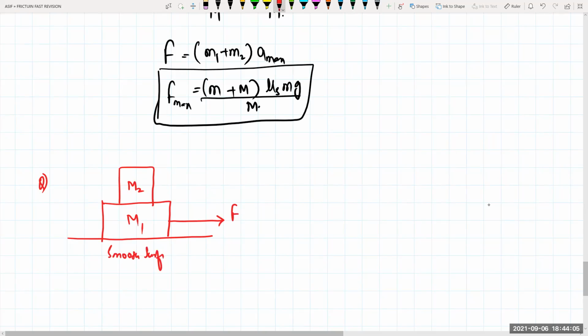This one is your smooth surface on the ground, whichever you are keeping. This is a smooth surface. Coefficient of friction between them is mu. Again, I need to calculate the maximum value of your F.